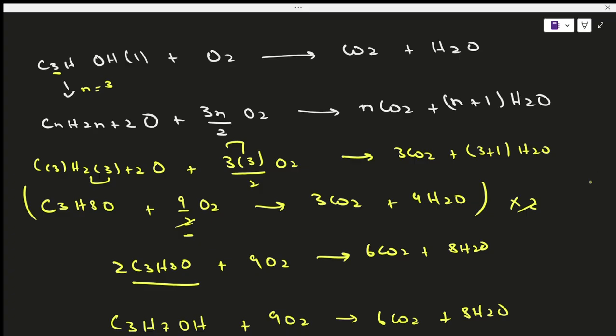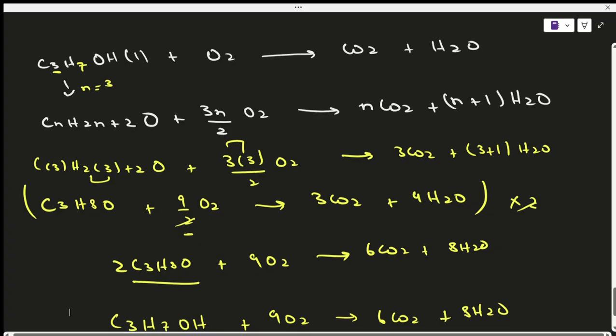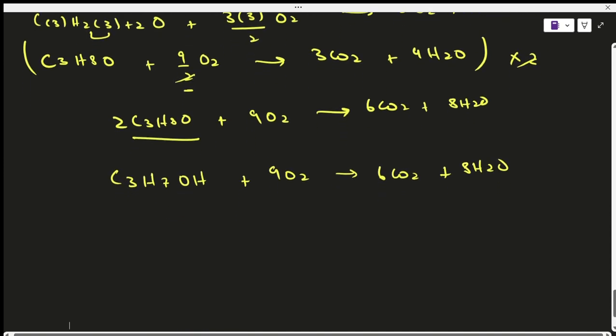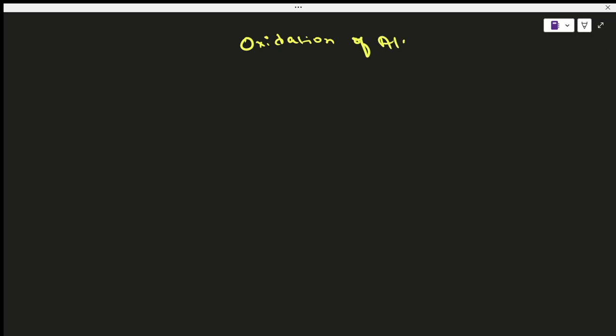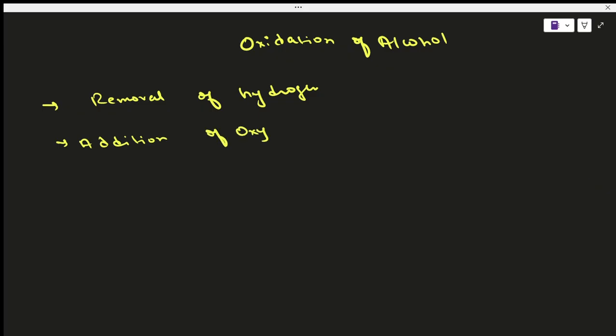So yeah, this is C3H7OH, and that's how you balance out these equations, right? Now if I were to move on to the next reaction, I'll just quickly cover that in this same video, and that's the oxidation of alcohol. By oxidation, I hope you know that oxidation means removal of hydrogen, or you can also say addition of oxygen, because both of these things are going to be happening in this, right?